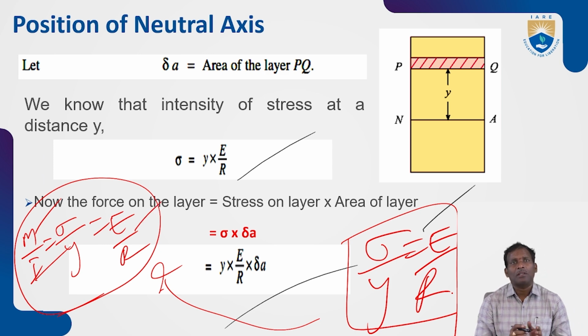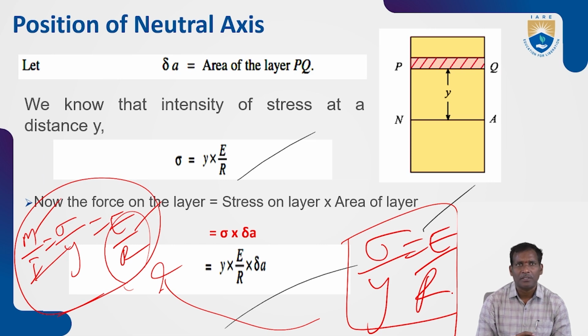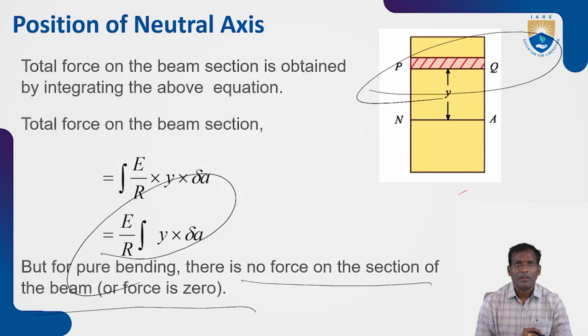Clear? In this, these two are constant, and whenever you integrate this equation you will get the total force on the layer. So apply this equation. That's why, while calculating bending stresses, the position of the neutral axis is very, very important. For pure bending, you already know there is no force on the section of the beam.